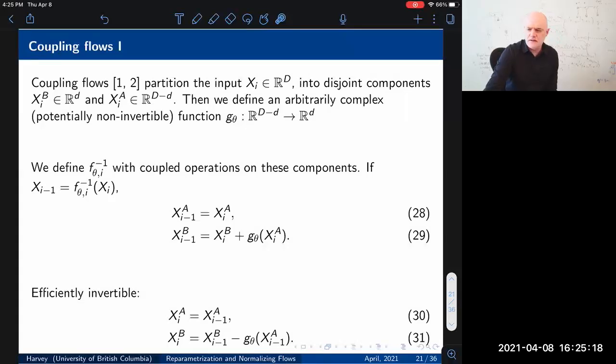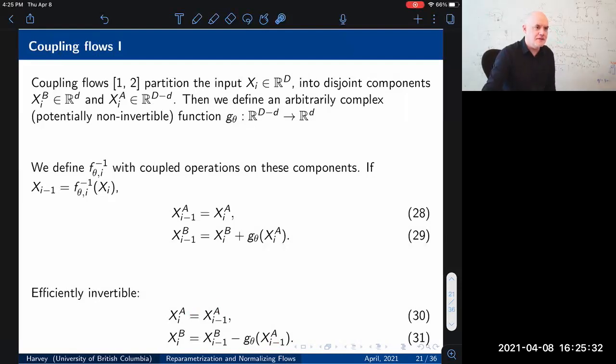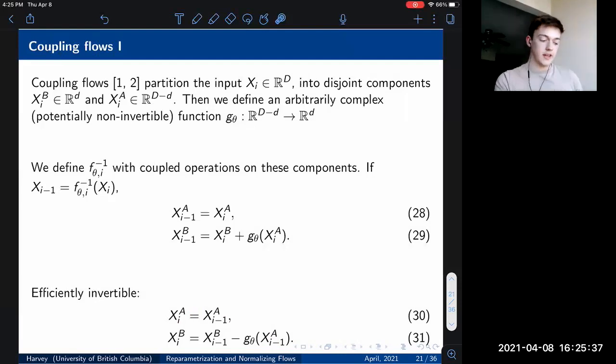Is the index on the x in the last line, x_{i-1}^A, is that indexing right? So we could also say x_i^A here, because they're the same. Okay, they're the same, thank you. Yeah, and so this is a nice way to define a function that's equally easy to run in inverse as it is to run in the non-inverse direction.